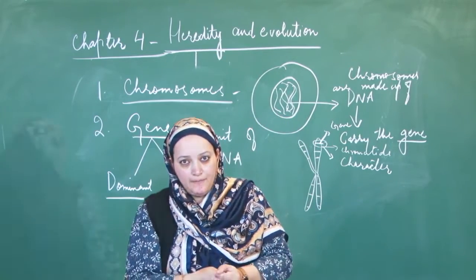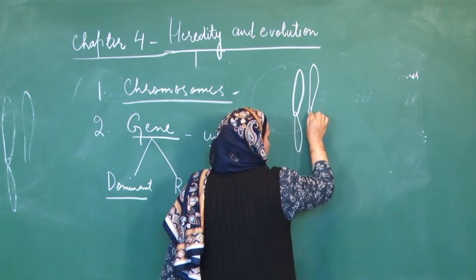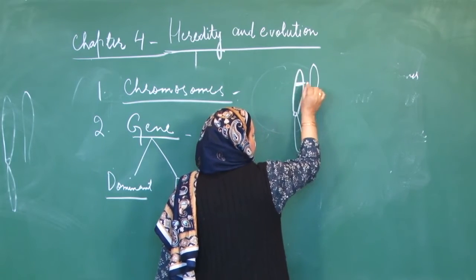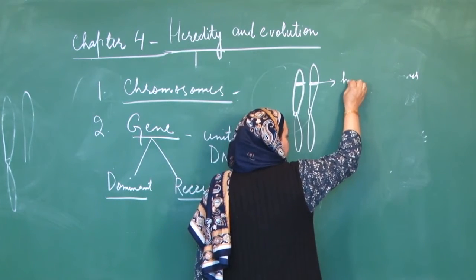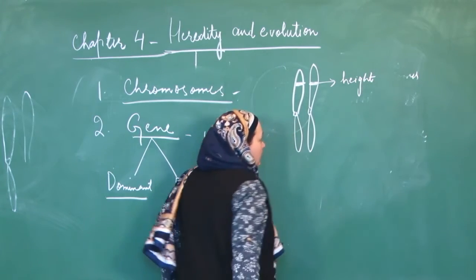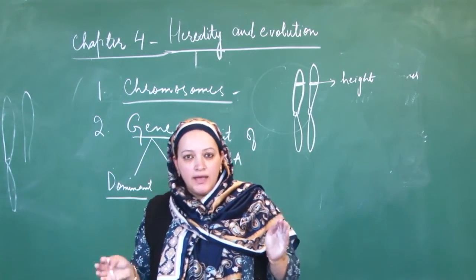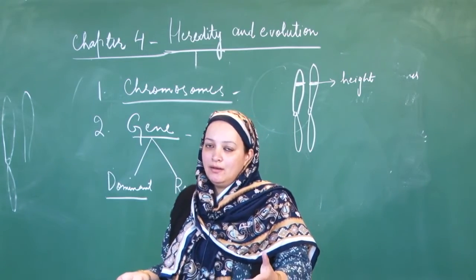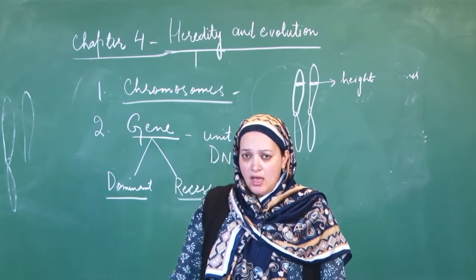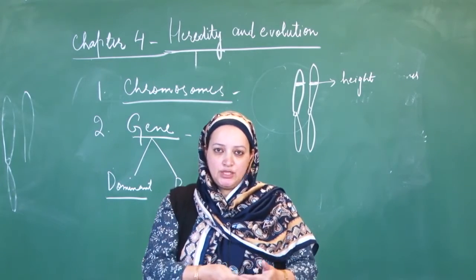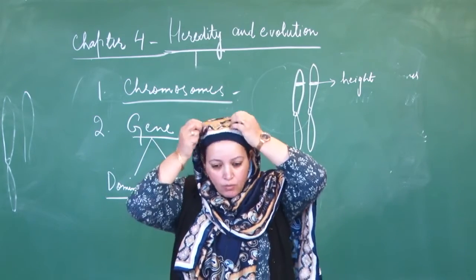Now what is a dominant gene? If there are two genes for a character, height, the one which gets expressed in the young one in presence of an alternate gene for the same character is called the dominant gene, and the one which does not get expressed in presence of an alternate gene for the same character is called the recessive gene. What do you mean by that?